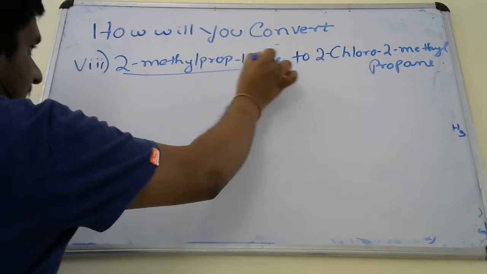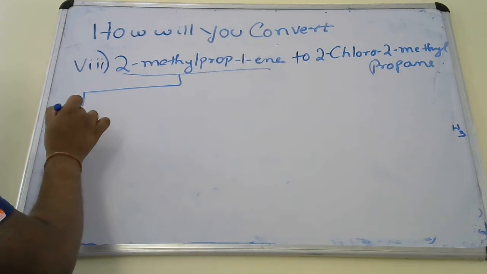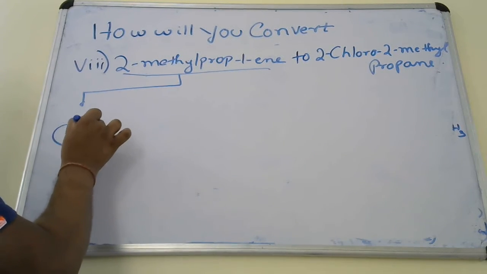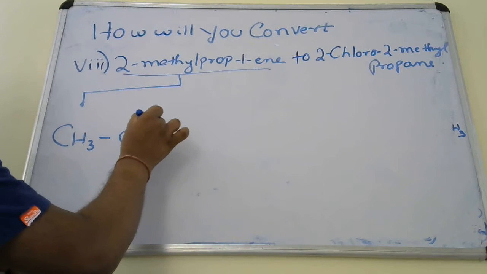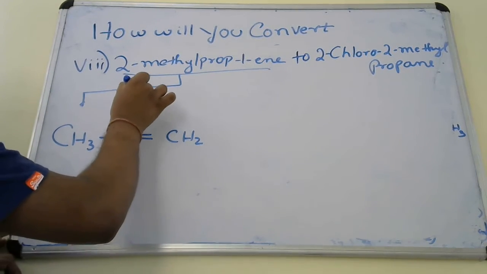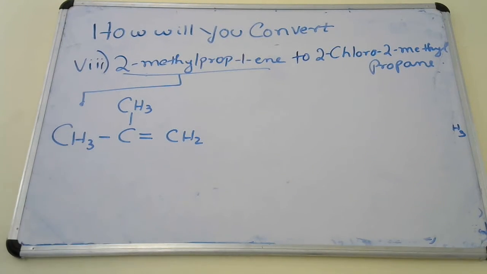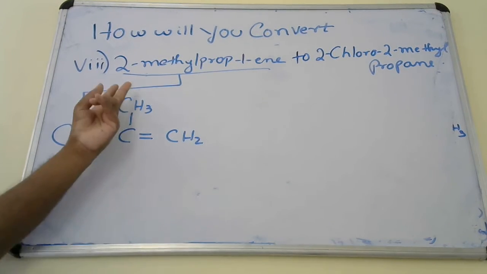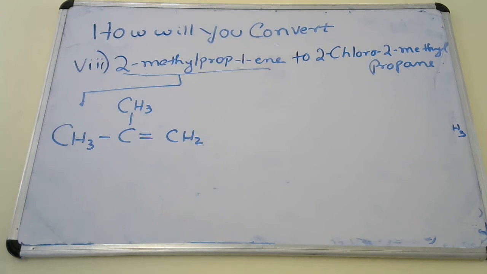So this is our starting reactant. Let us draw the structure. Prop-1-ene and methyl at the 2 position. So this is the structure of 2-methyl prop-1-ene.